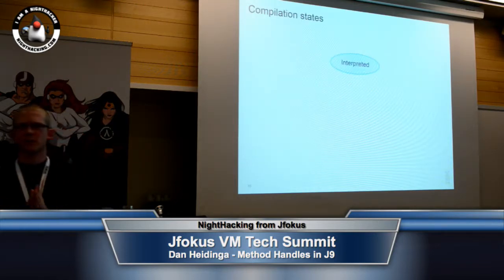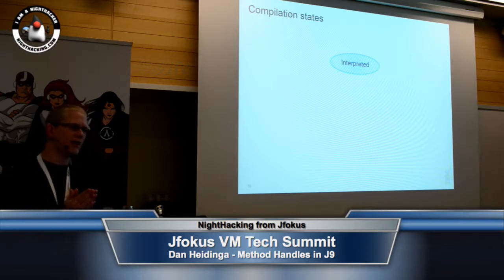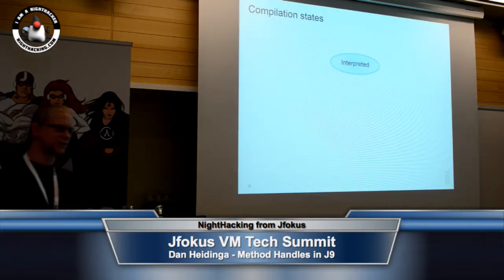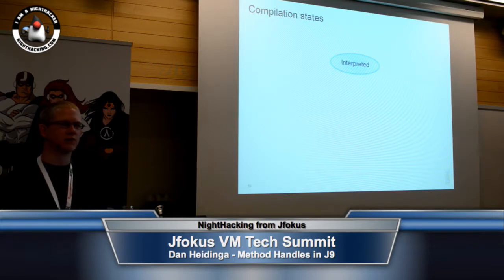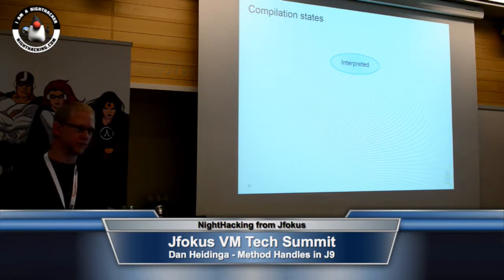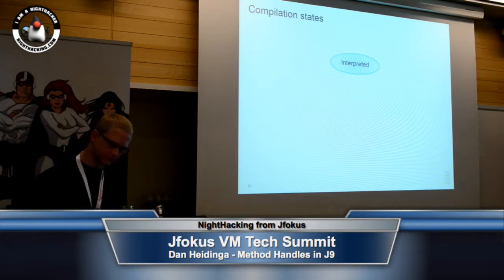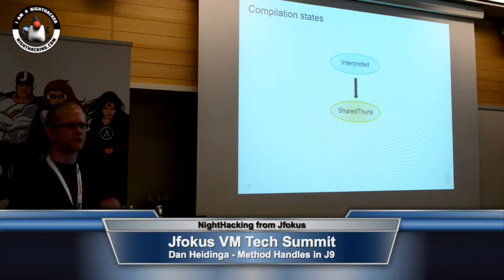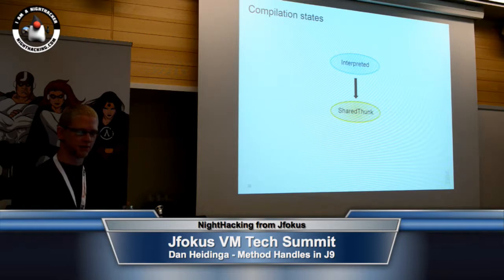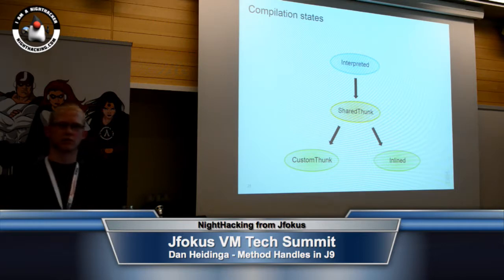All right, so I've talked a bit about getting into compiled code, but what are the actual compilation states that we deal with? How do we transition between these different states, and how do we get from what I've been referring to as pretty stupid code to the fast code that we want to be running? Well, our first set of code in these thunk tuples is shared thunks. This is the dumb code that gets us out of the interpreter. And then the other two states we have are custom thunks or inlined. Custom thunks and inlined are basically the same thing. It's just whether it's rooted in a method handle or it's been inlined or not.